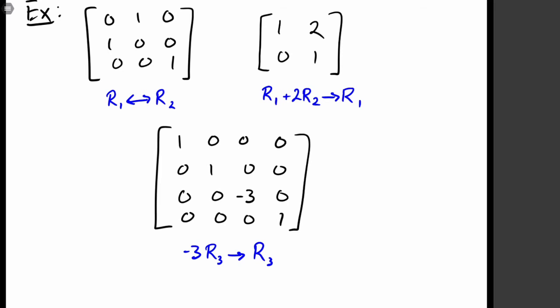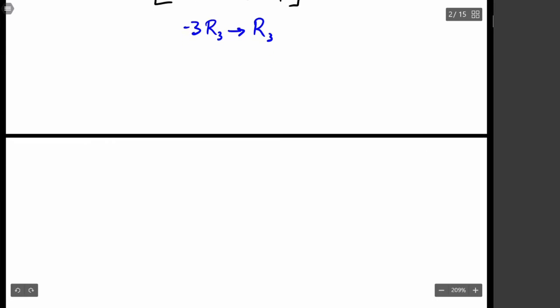So how do we know how these act on other matrices? Like I said at the beginning, what these elementary matrices are intended to do is, when we multiply one onto another matrix, it should do that operation. So let's see how that works out.